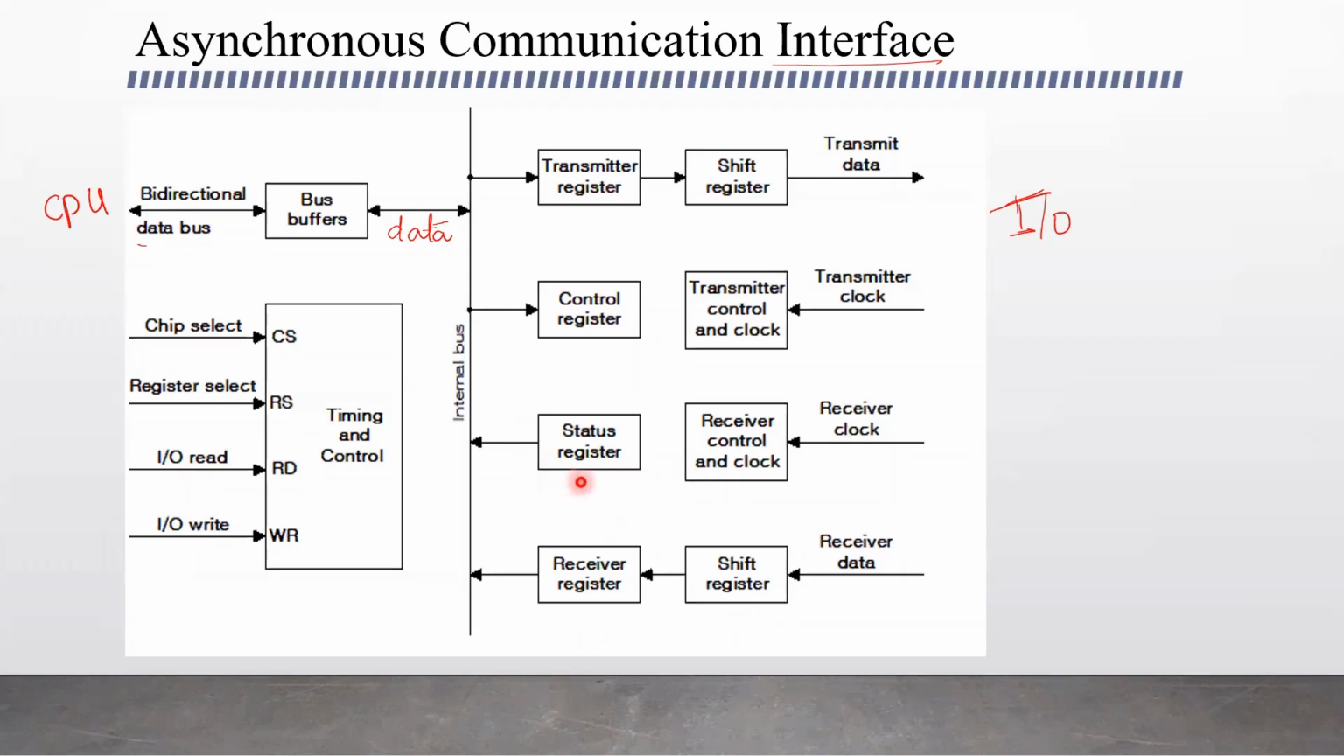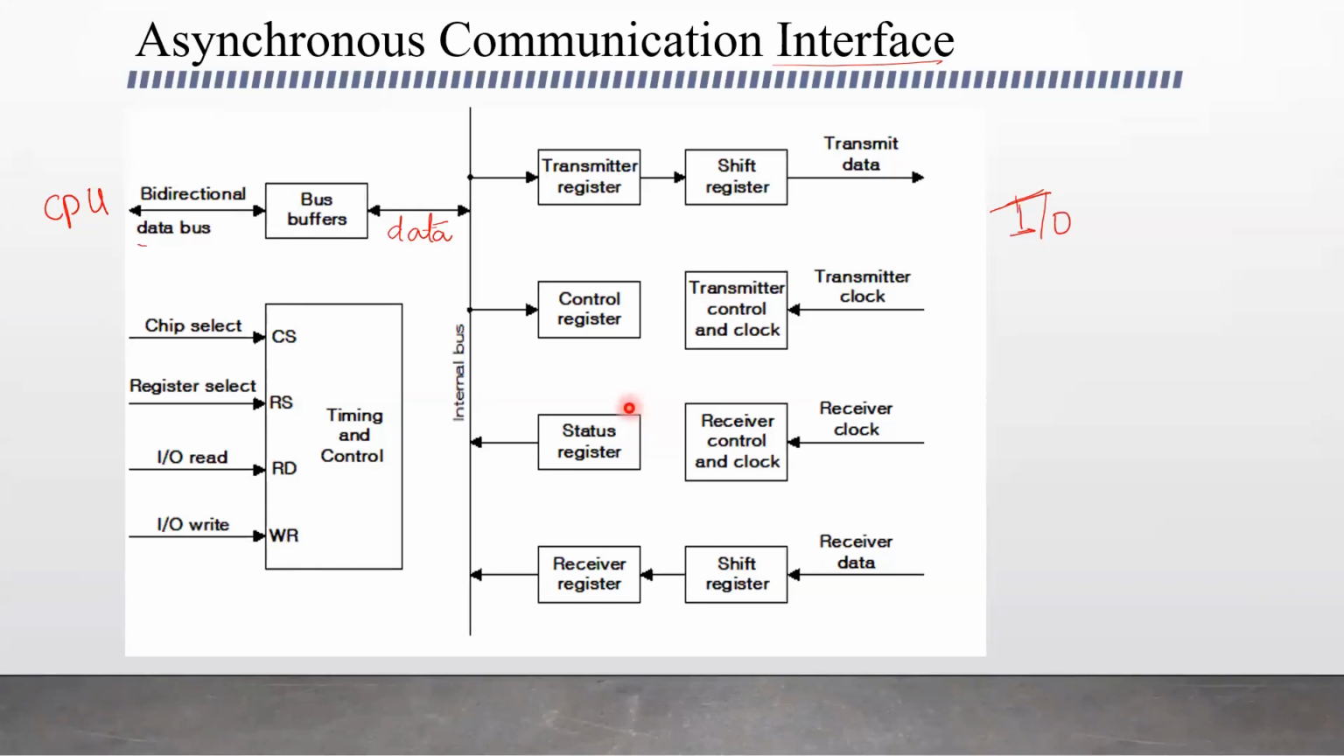Now the CPU checks the status of this flag in the status register to see if the receiver is full. If it is full, the data is transmitted from the receiver register to the CPU. Once the data is transmitted, the flag is again set to 0. Even during transmission, it is initially empty, so the CPU places the data in the transmitter register. Once it is shifted to the shift register, the status flag indicates that the transmitter register is empty.